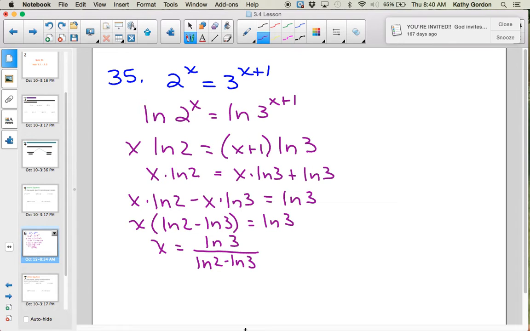So 37 would be the same kind of thing. We would have to take the log of both sides with just some arbitrary log, whatever we want to pick. I'll come back to 41, Casey. I'm not forgetting about you, but since this one's similar, we're going to go ahead and look at this quick. So 4 to the x equals 5 to the x squared.